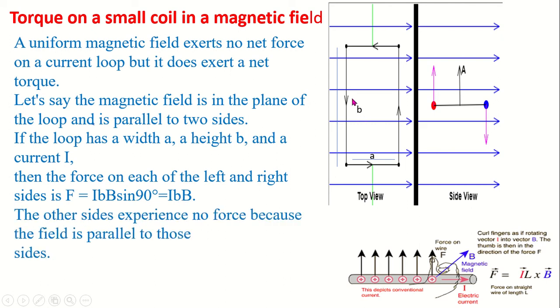So in the left arm and in the right arm, the amount of force is equal, and that is IBB. And by using Fleming's right hand rule, we can also determine the direction of the force. If we follow Fleming's right hand rule here, then at this point the direction of the magnetic field is outward, that means outside of the laptop screen, and at this point the direction of the magnetic field is inward, that means inside the laptop screen.